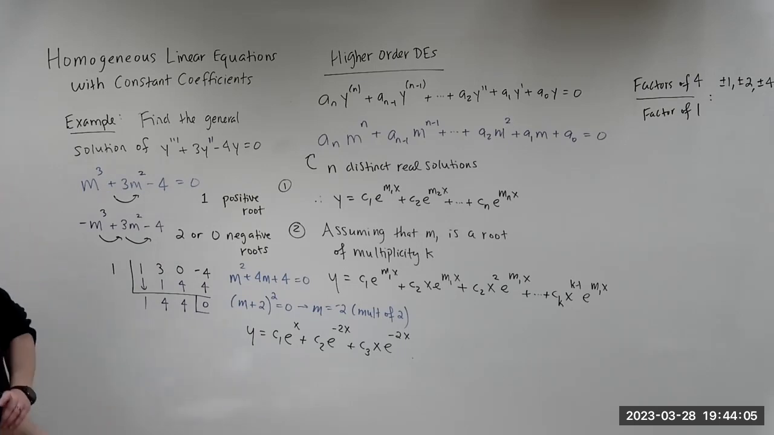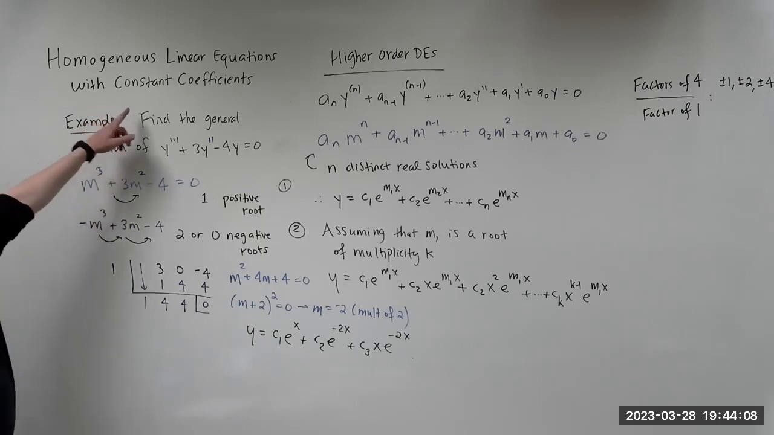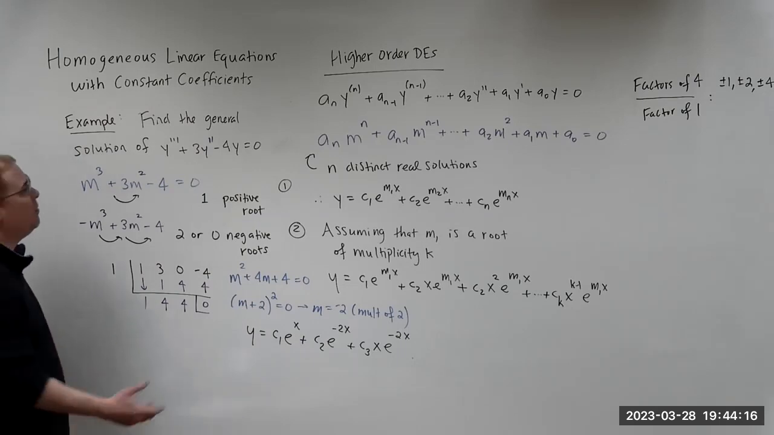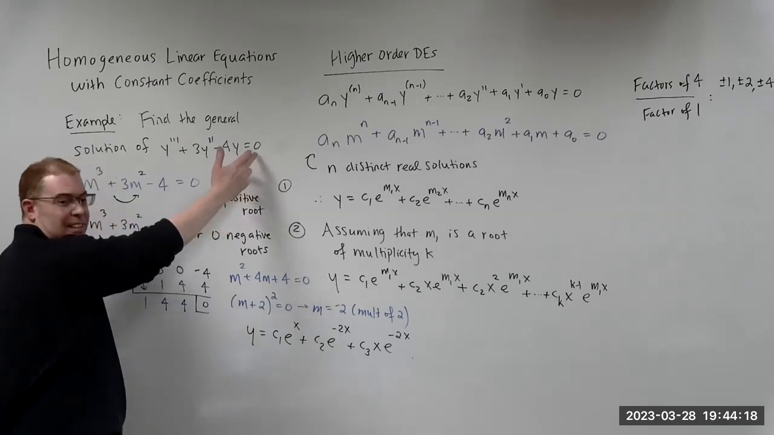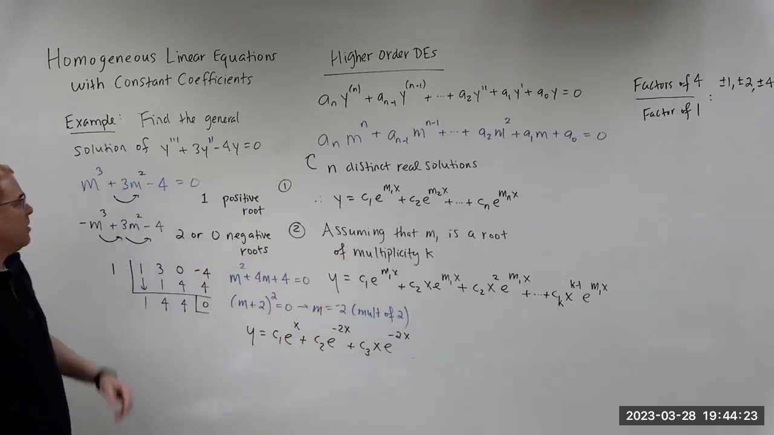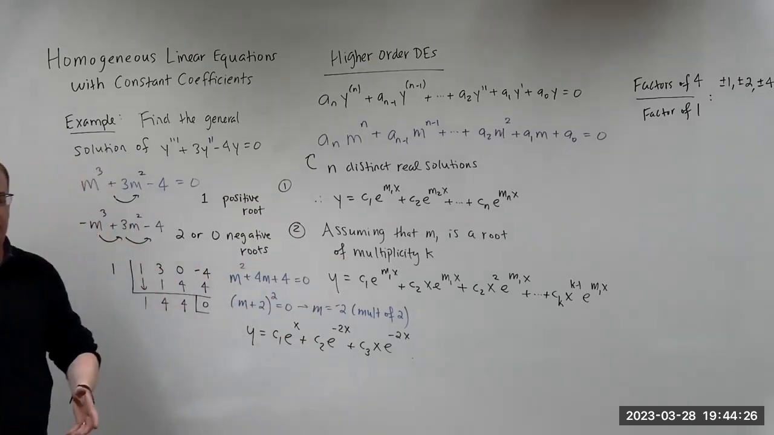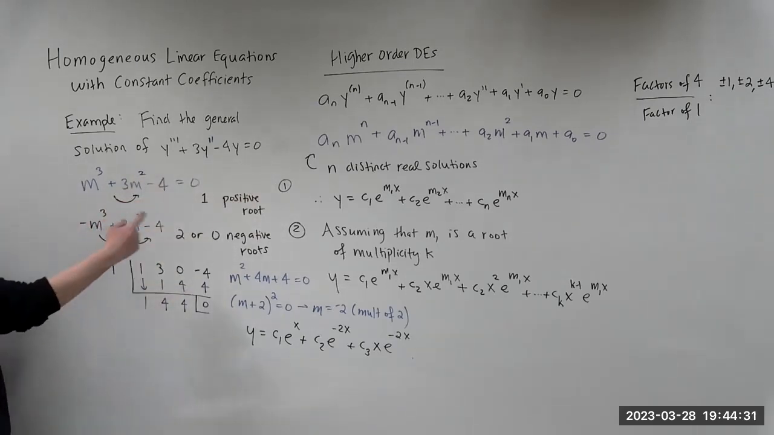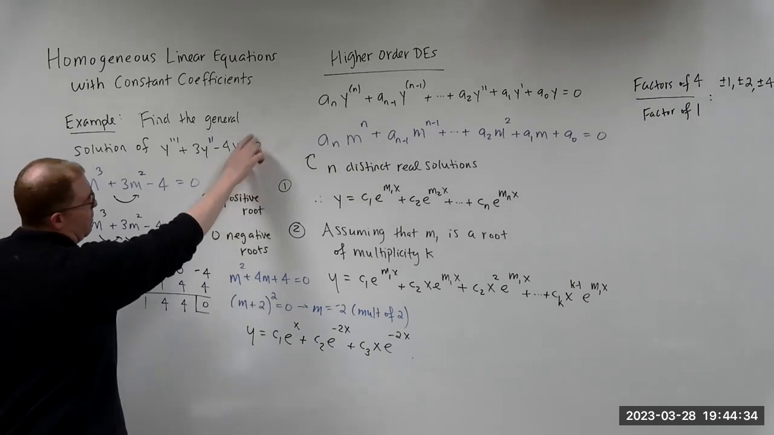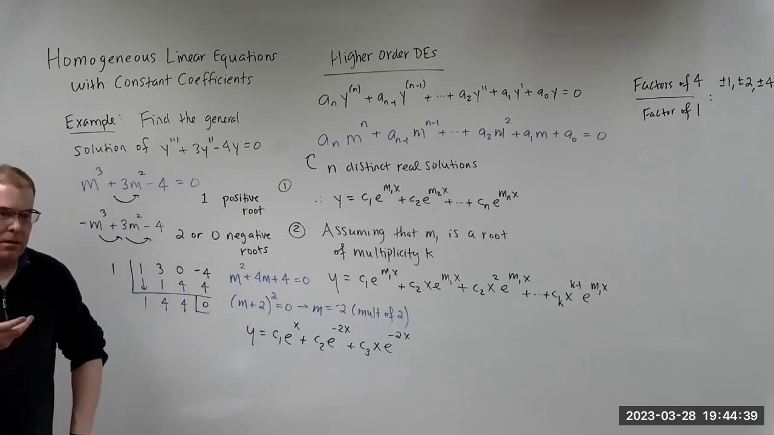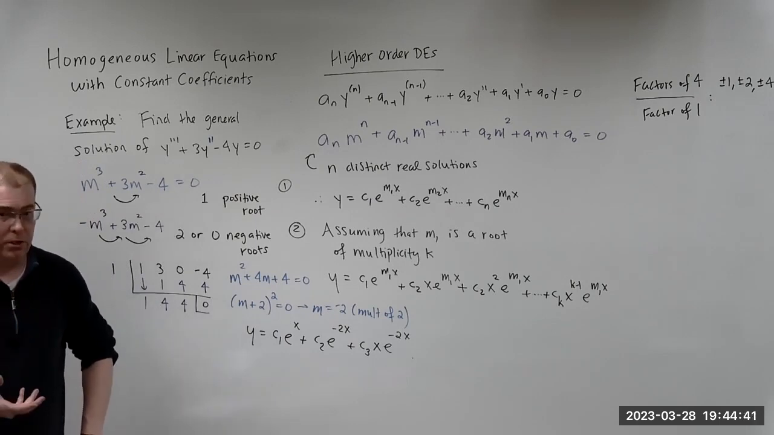So that is the homogeneous linear equation with constant coefficients. Next time, on Thursday, I'm going to talk about what happens if this term is not zero. You still have to go through this process. You find what's called in the book the complementary solution, which is the solution to the homogeneous equation. Then, depending on what's here, you have to use what's called a trial function.